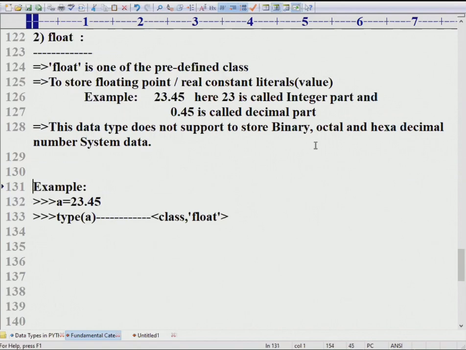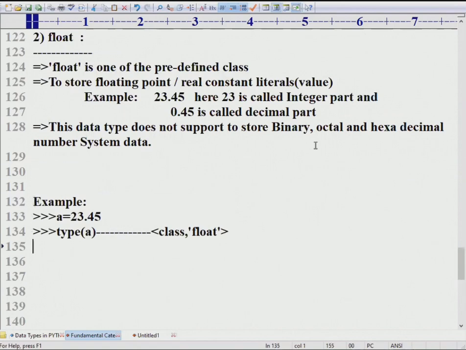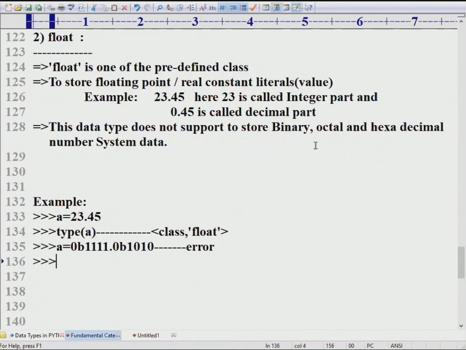Now, before they come to the example immediately, I will write the example, but don't write the example. After writing that, I will write one more point. Up to line number, you write before the example. I will write A is equal to 0B111 dot 0B1010, error. Not only that, A is equal to 0xAB dot 0xface, error.